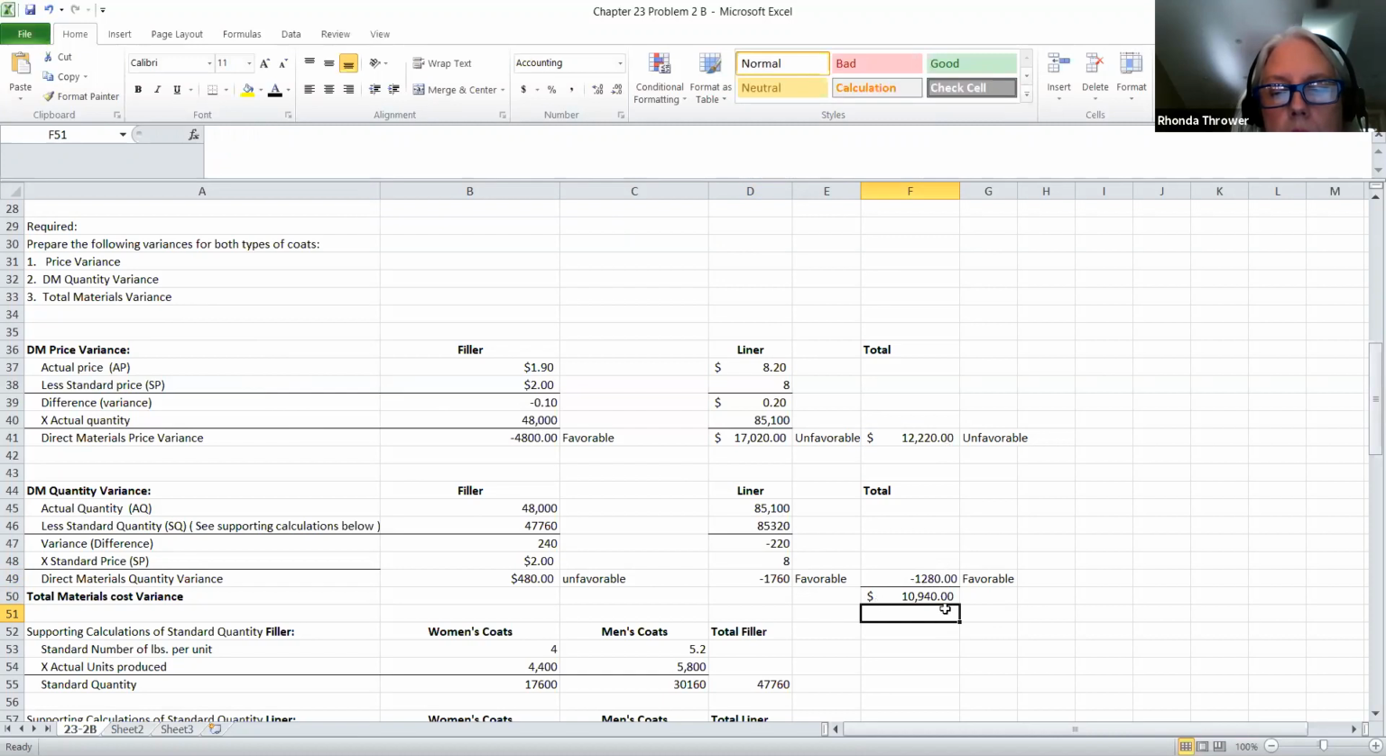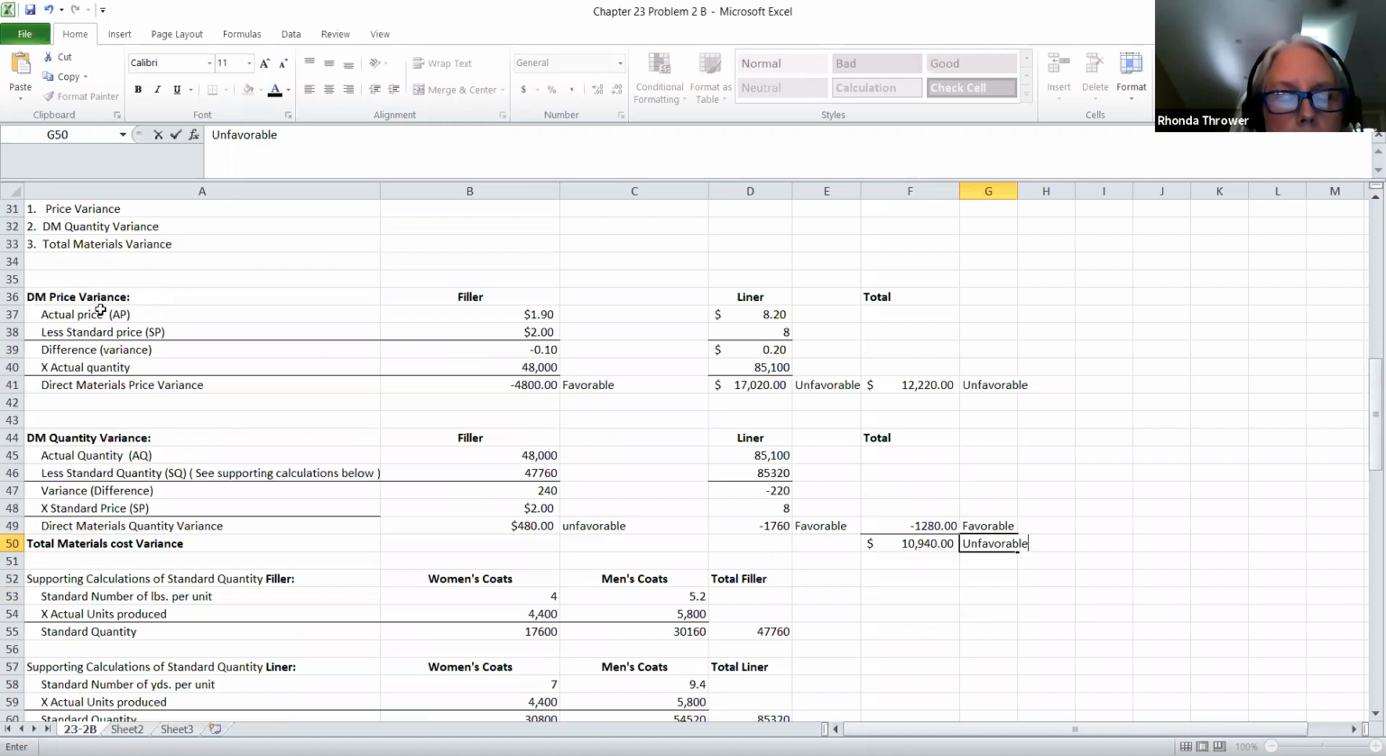And then they wanted you to combine both of these together to get that this is still going to be an unfavorable amount. And I should have had that written in there. So you would know that when you combine both of these together, you still have more unfavorable variance than you did favorable. And so that's how you calculate the direct materials price variance and the direct materials quantity variance.